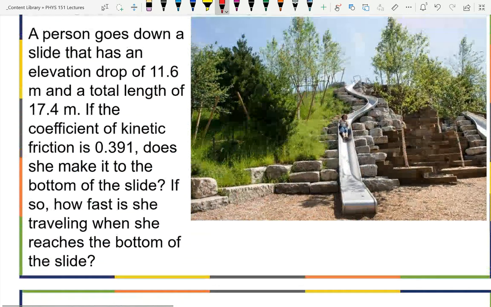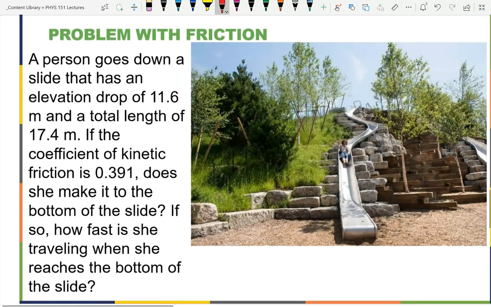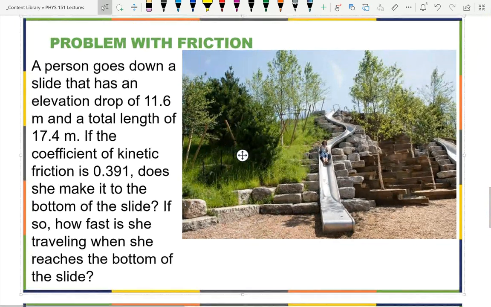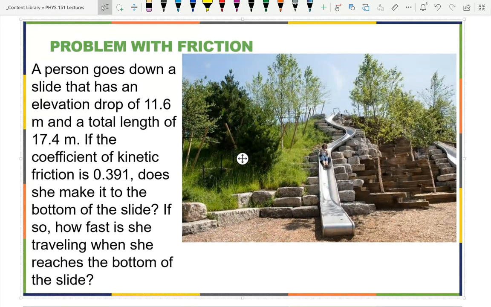Okay, now a problem with friction. You had a question, Anna? No. This is based on reality, except for I think my coefficient of friction is a little bit off. A person goes down a slide that has an elevation drop of 11.6 meters. This is an actual slide that has an elevation drop of 11.6 meters and a total length of 17.4 meters. If the coefficient of kinetic friction is 0.391, which is a number I just chose from another problem that I think is unrealistic, does she make it to the bottom of the slide? And if so, how fast is she traveling when she reaches the bottom of the slide?